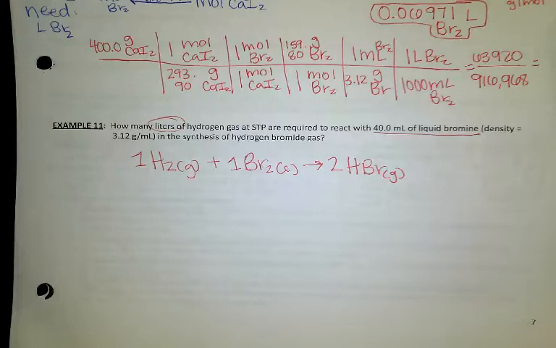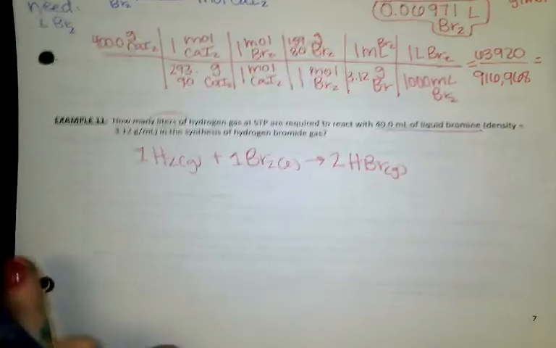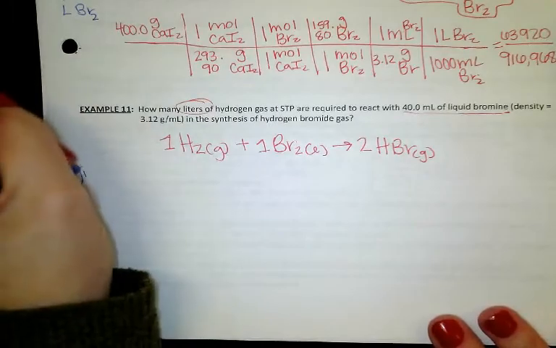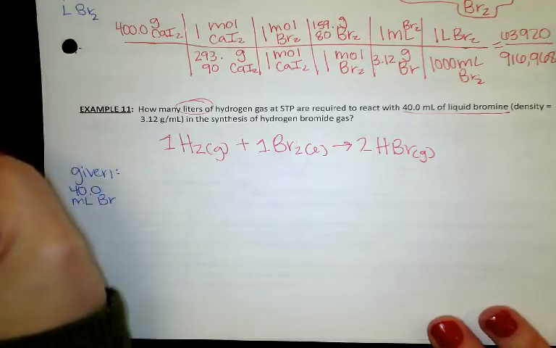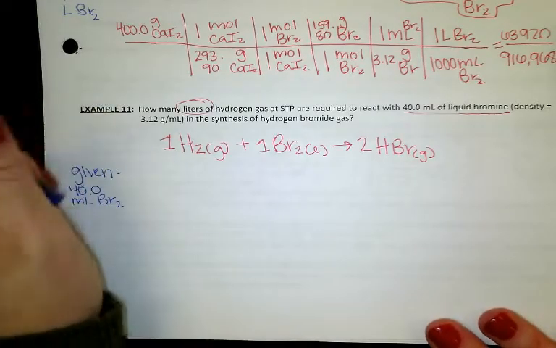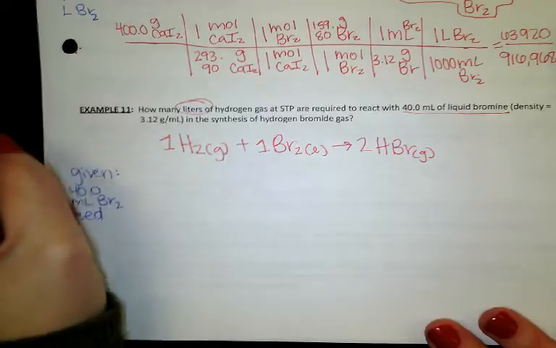Okay, so start with your given. We are given, in this case, we have it already in milliliters. We're given 40 milliliters of bromine, and we need liters of hydrogen. So we're going to be using both of our conversions we learned today.